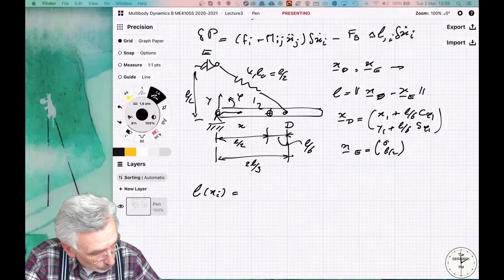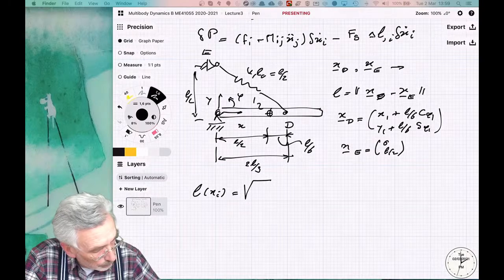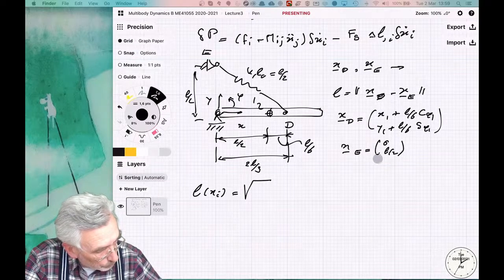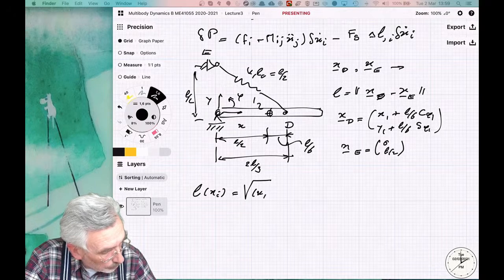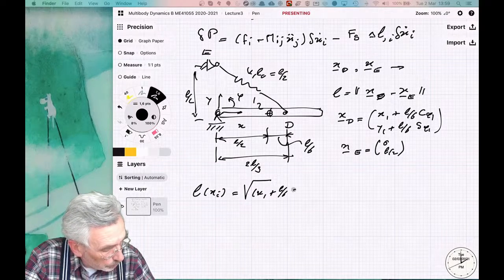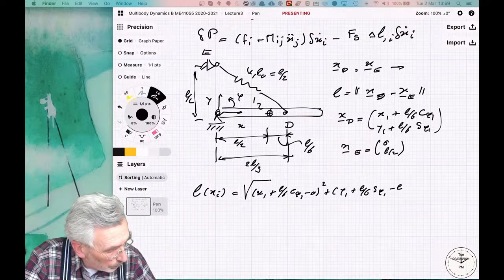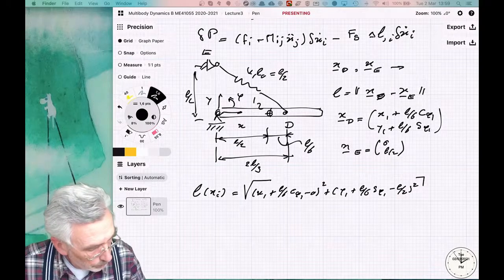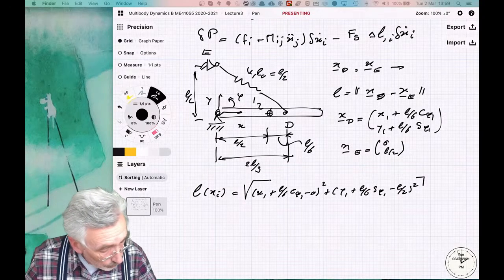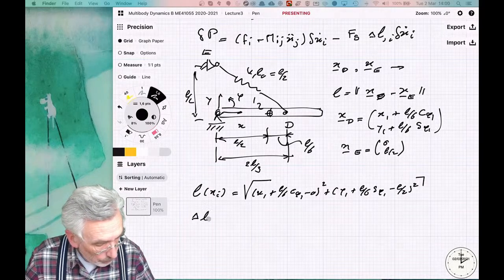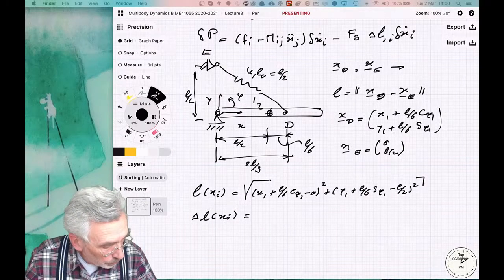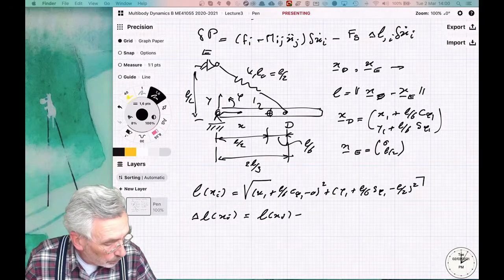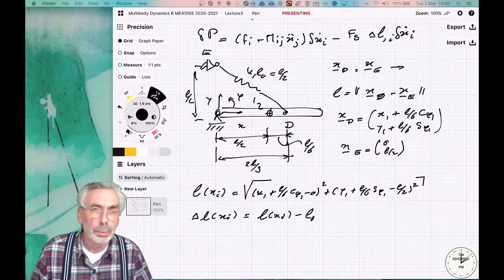Oh, that's a nice squiggly line. The square root of the difference in the x coordinates and the difference in the y coordinates. So that is x1 plus L over 6 cosine phi 1 minus 0, squared, plus y1 plus L over 6 sine phi 1 minus L over 2, squared. Now, I'm not going to proceed. You see, this is a function of the coordinates. And of course the delta L is also a function of the coordinates because it's this L of xi minus the L0, but that's a constant value, right?